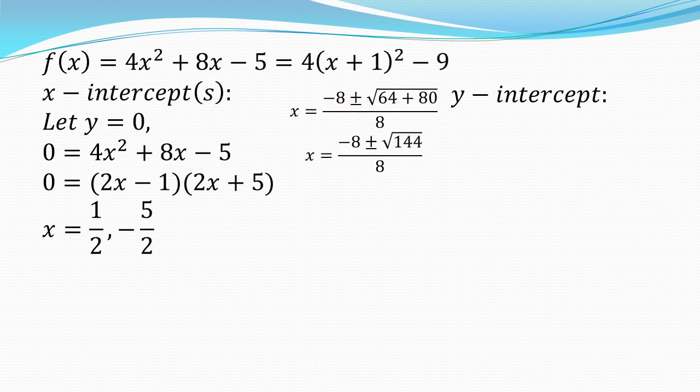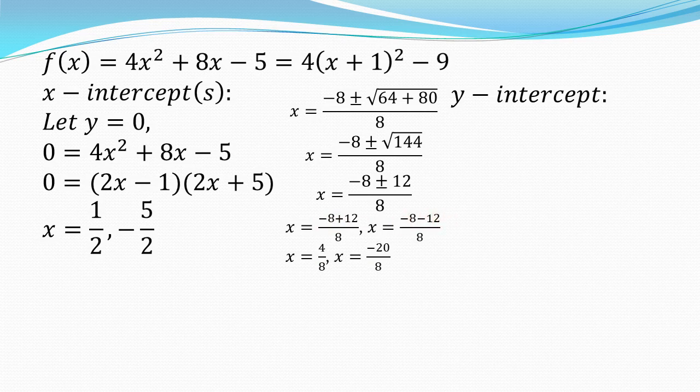So continuing, we have negative 8 plus or minus square root of 144. So we just added this, and the square root of this is 12. So we're going to calculate it at plus and minus. This one is negative 8 plus 12. This one, negative 8 minus 12. So this is just going to be 4 over 8, and this is going to be negative 20 over 8. This would be 1/2 and negative 5 over 2, which is exactly the same as this one.